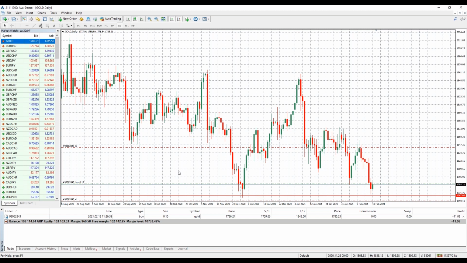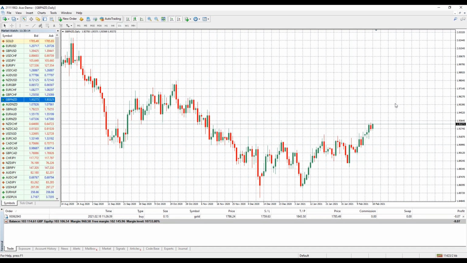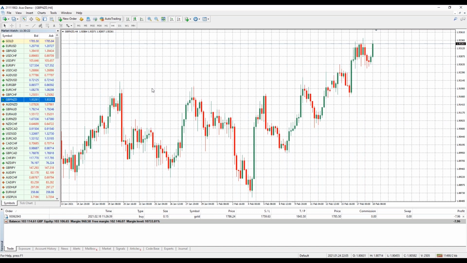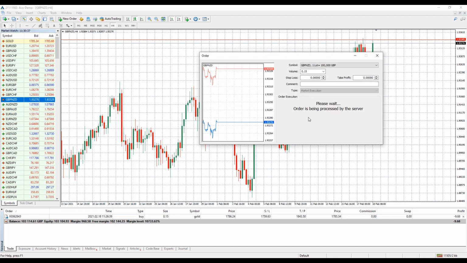GBPNZD has been requested. So let's look at that. Okay, pound has been up against the New Zealand dollar. If we look at the technical analysis on this, 4-hour candles show some resistance. High point down, high point down, high point. Looks like it's trying to drop off this resistance on the 4-hour candles. You see that? So pure technical analysis move.